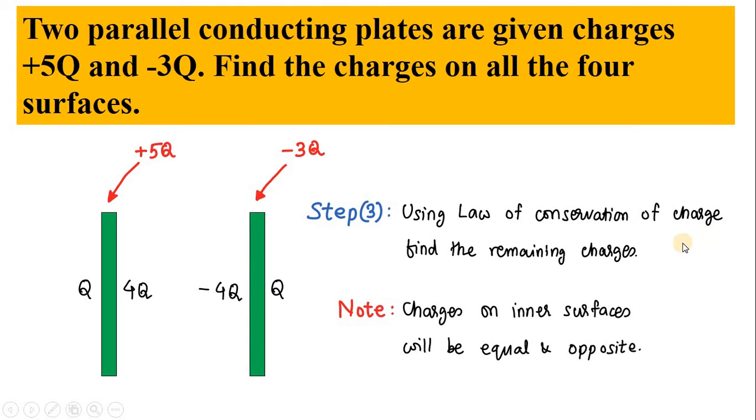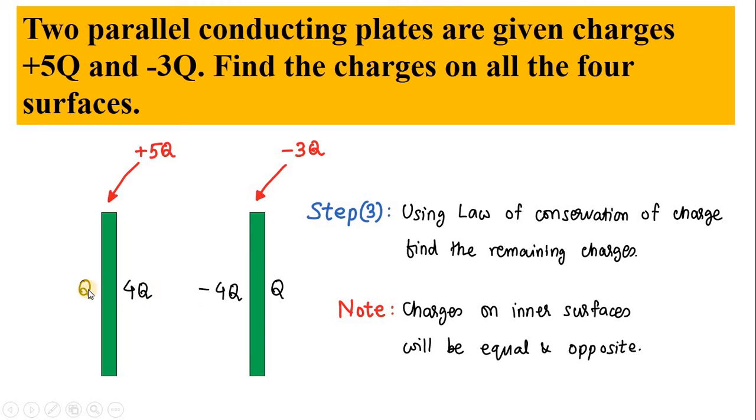Lastly, students, we note that the charges on the inner surfaces will be equal and opposite. You notice here that on the inner surfaces of the plates, the charges must be equal and opposite. So finally, let me summarize the rules for solving such type of problems. The rule is very simple. Just look at the total amount of charge given to the system, make it half and put it on the outer sides of the plate, and then the remaining charge can be found out by the law of conservation.